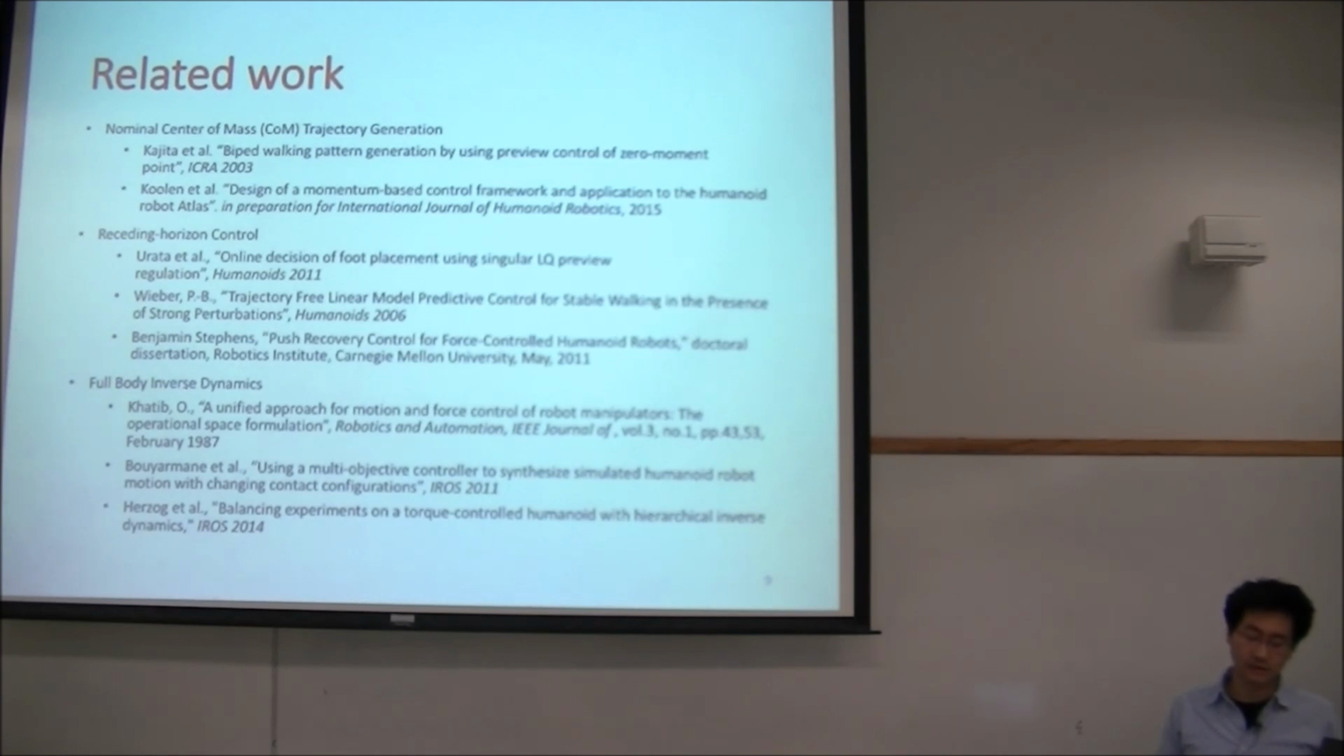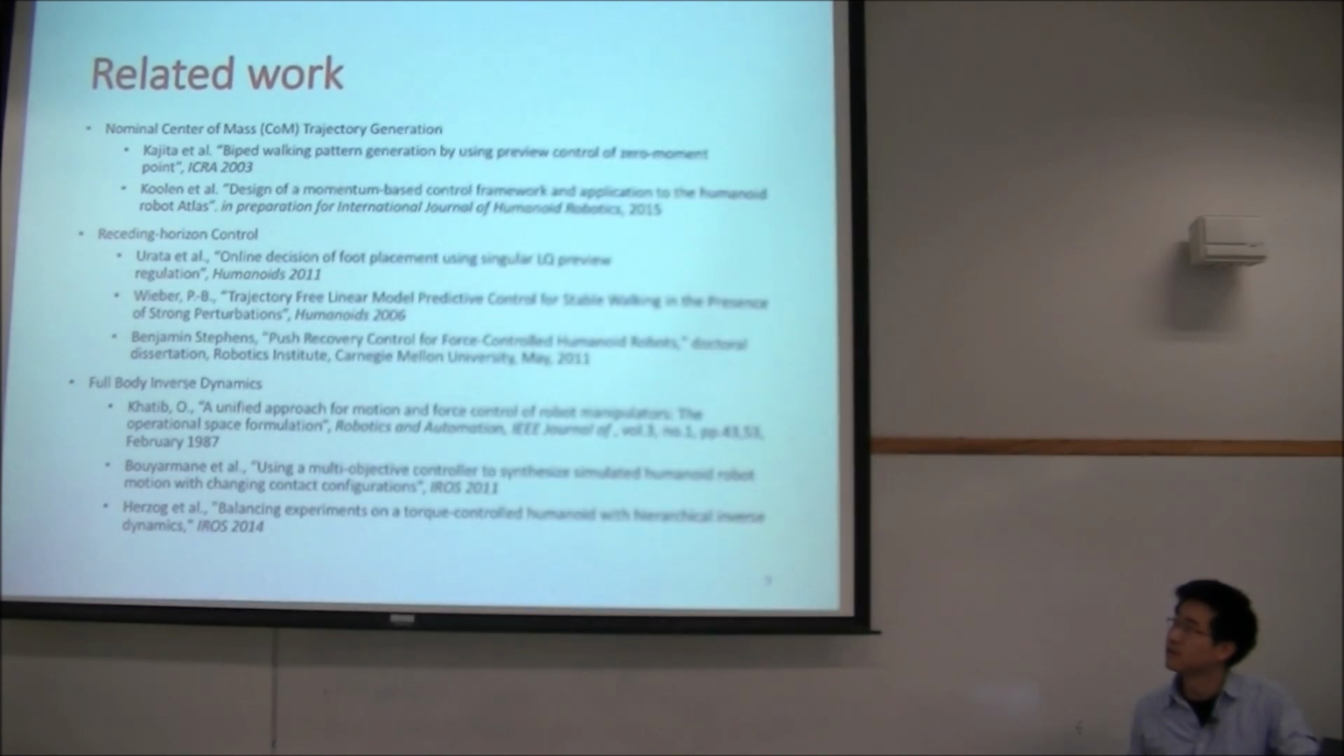So for the first one, by Urata from JSK at Tokyo University, the basic idea is to extend the cost function in the preview control so that, with a special form, it can be generated really fast. The center of mass trajectory and the ZMP trajectory can be computed really, really fast.